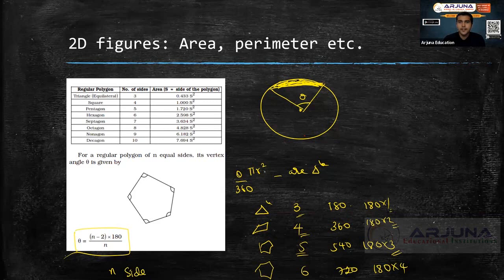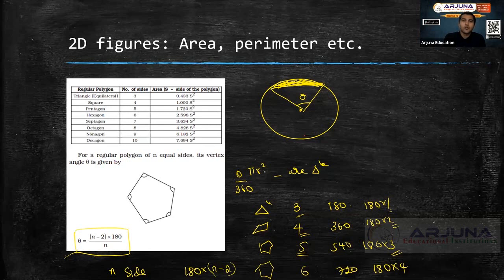What is the difference between radian and degree? That also I will explain, but first I'll complete this part. So for n sides, what will be the total angle? That is 180 into n minus 2.